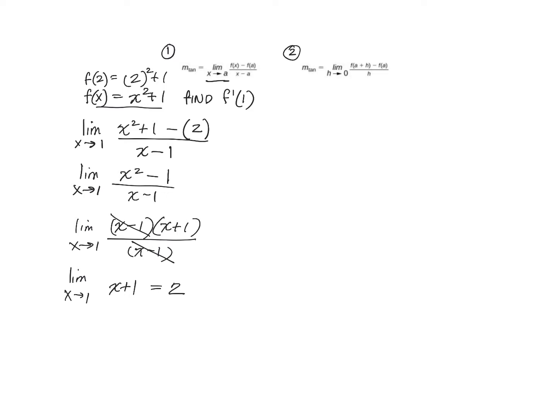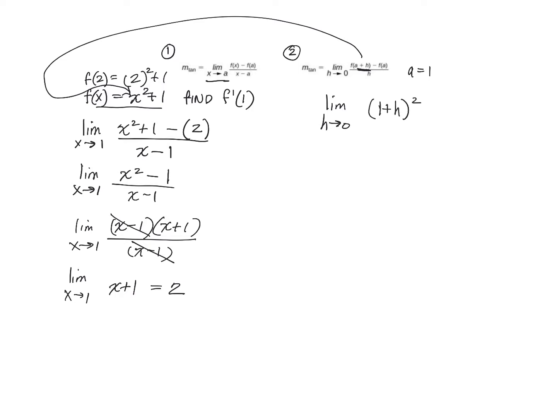The second way is to use the formula, the limit as h approaches 0 of f of a plus h minus f of a, all over h. And a, again, is 1, and we don't have a value for h, so we have the limit as h approaches 0. And we're finding f of a plus h. Remember what that means. You're going to take a plus h and plug it in for x wherever there's an x. Our a equals 1, so a plus h would be 1 plus h. So I'm going to take 1 plus h, square it, and then add 1.